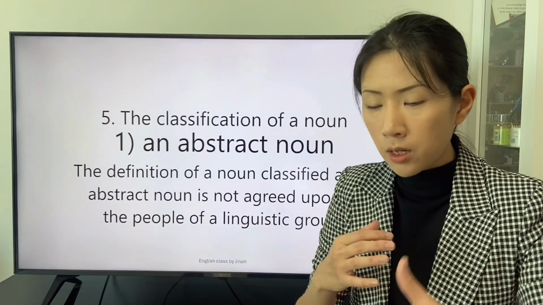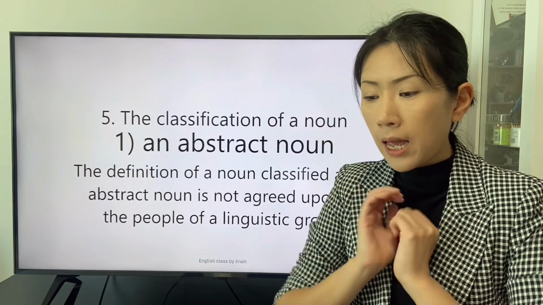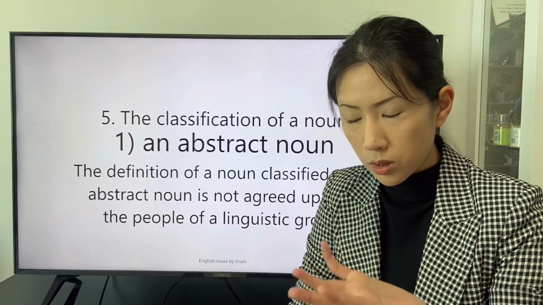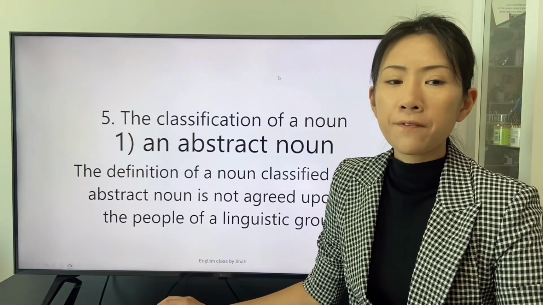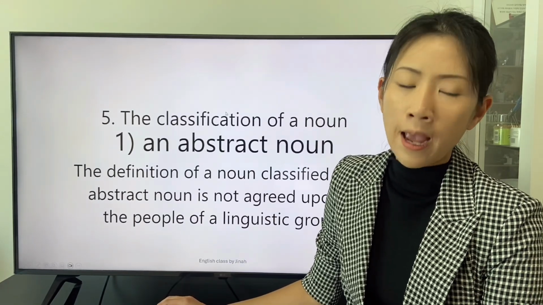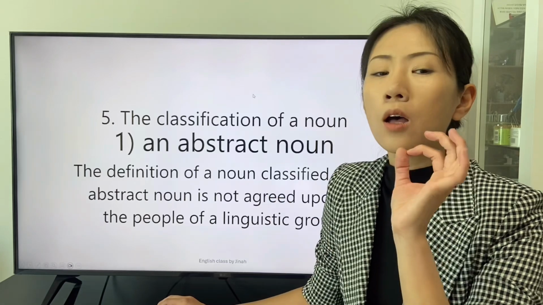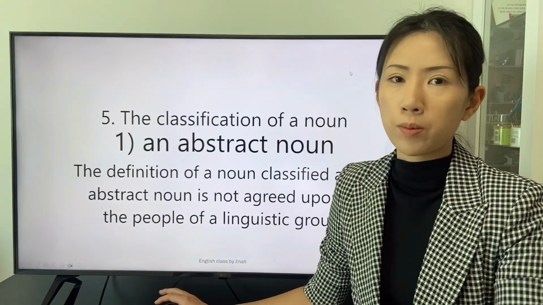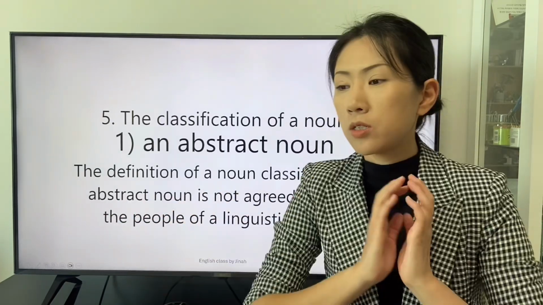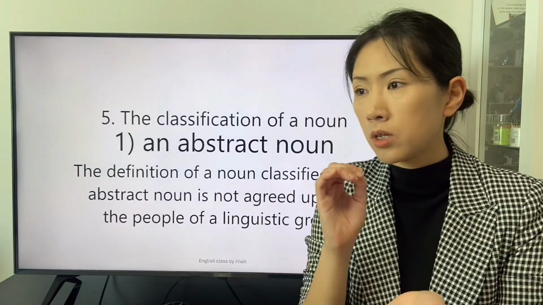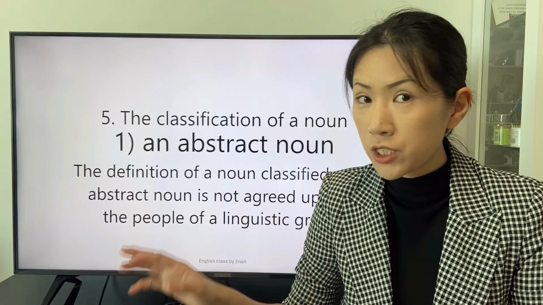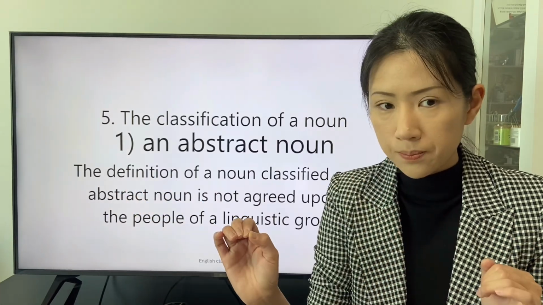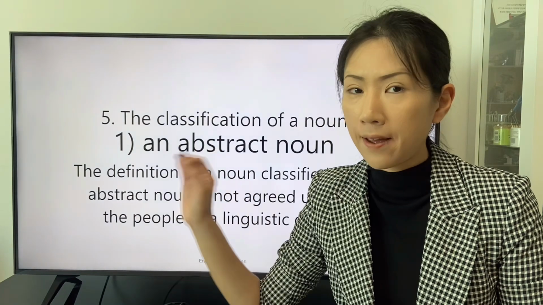So each person in the linguistic group has his own definition. The definition of a noun classified as an abstract noun is not agreed upon by the people in a linguistic group. The people in the linguistic group do not agree on the definitions of each person, but accept the distinctive definitions.